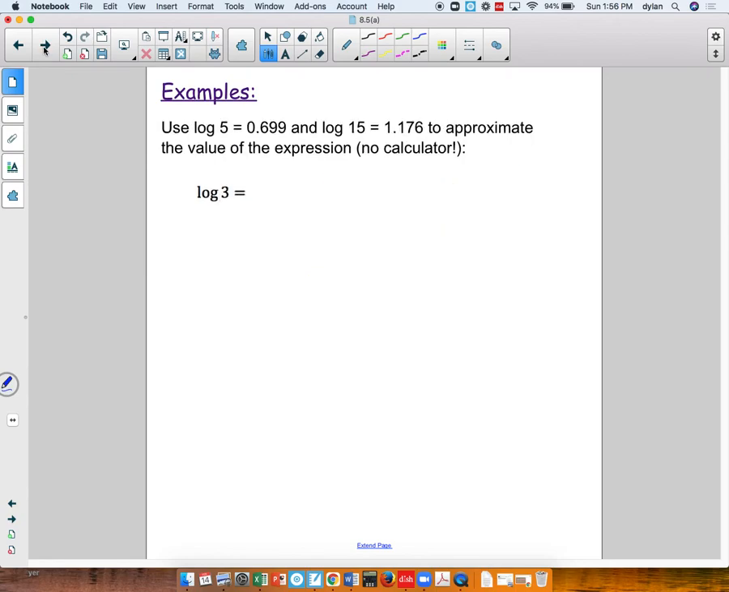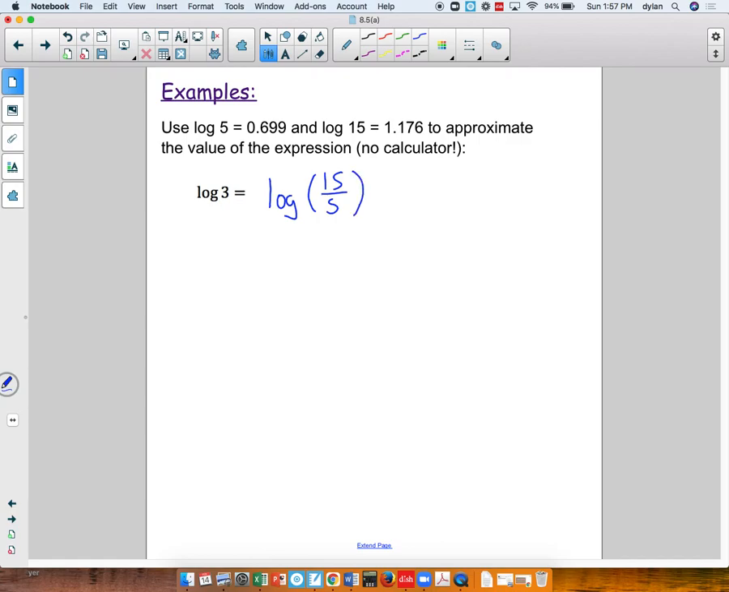Another common example, and you'll see this a lot on standardized tests like the ACT and SAT, so to avoid giving you a calculator, I'm going to tell you that log 5 equals 0.699 and log 15 equals 1.176. We want to figure out the value of the expression log of 3. And at first glance, this doesn't appear to be helpful at all. But if we can convert log 3 into log 15s and log 5s, then it will be helpful. So I'm going to think first of log 3 as log 15 over 5, just rewriting the 3.